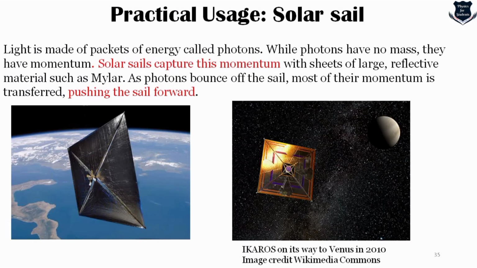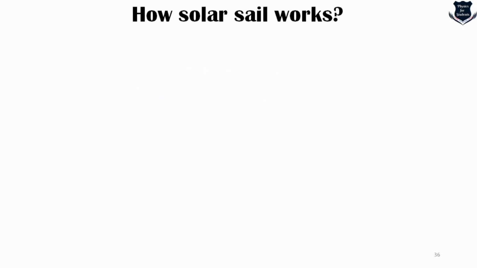These are two nice photographs. The right one is that of Icarus, which was on its way in 2010, and this is how we make use of the momentum, the enormous force of photons, and how we can make things move forward. Okay, let us see quickly how a solar sail works.